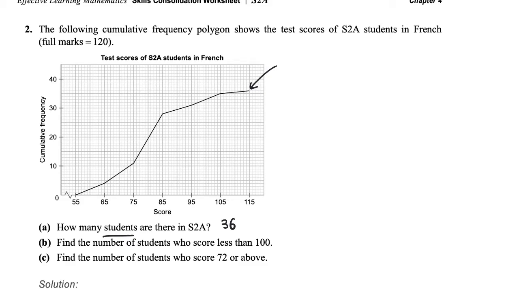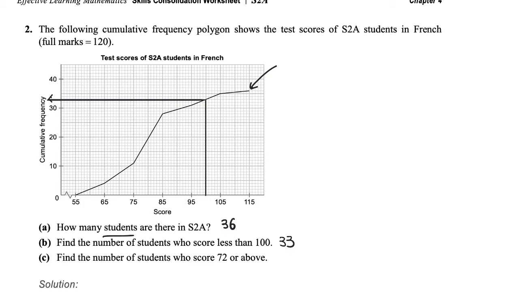And now, if you want to find the number of students who score less than 100, you have to draw the line in this way, and then you can find out the number will be actually equal to 33.